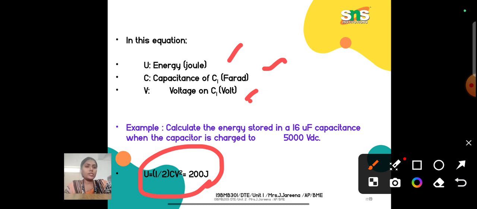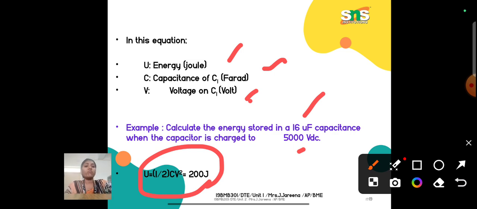Okay, so here I have given one example to calculate the energy which is stored in a 16 microfarad capacitor when the capacitor is charged to 5000 volts. Here in the given data, you have a capacitor value and a voltage value. When you apply these two values in this formula in the place of C and V, we come to know what energy will be stored in the capacitor.